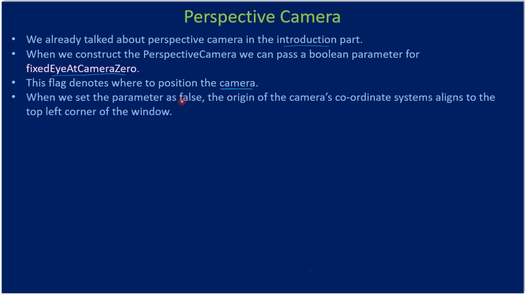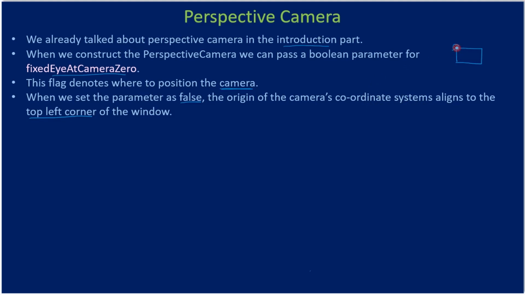When we set the parameter to false, the origin of the camera's coordinate system aligns to the top left corner of the window. So that means if we resize the scene, the camera will relocate. Say, for example, this is the size of the window. When we set the parameter to false, the origin of the camera's coordinate system aligns to the top left corner.